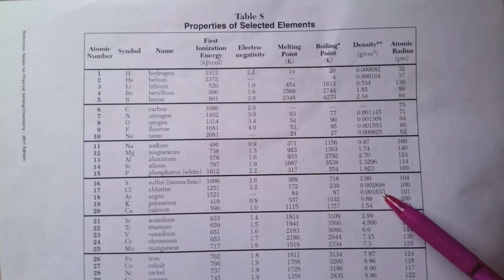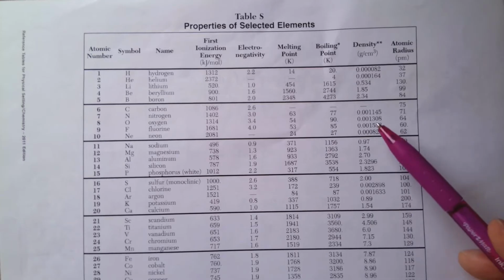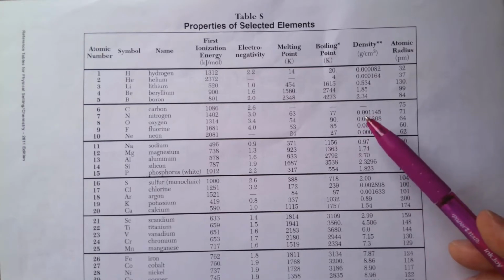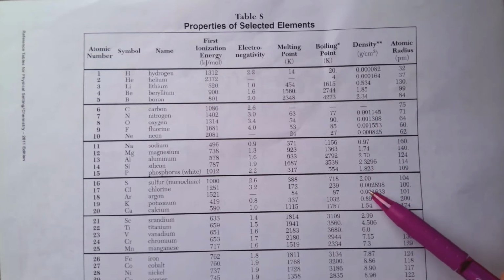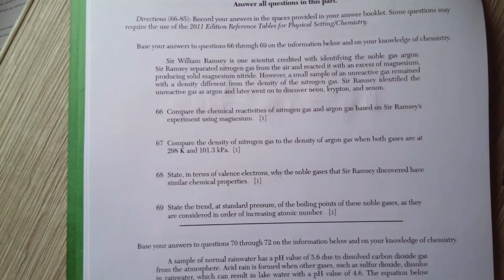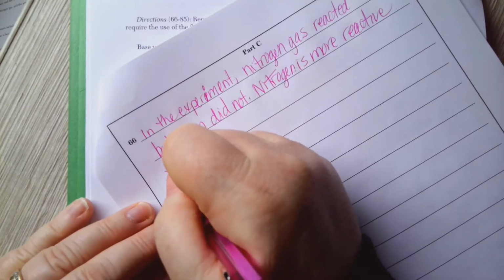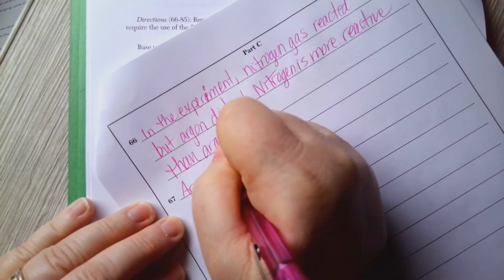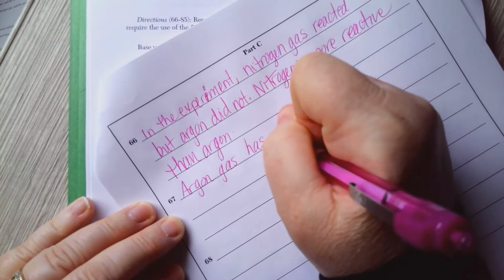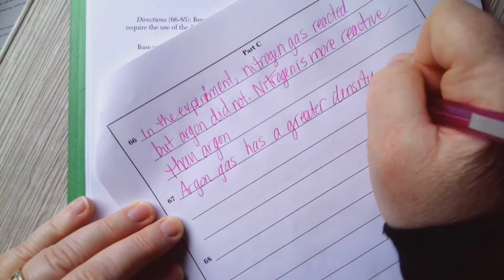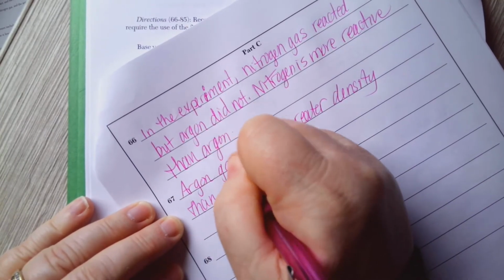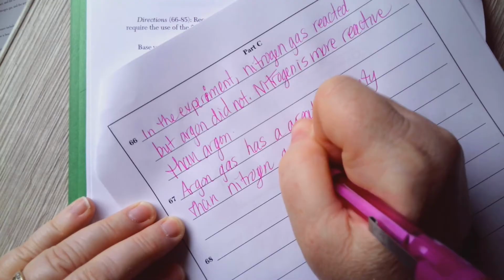Okay, so which is greater? You have to be careful. This is 0.0011. Argon 0.0016. Oh, argon is more dense. Okay. Argon gas has a greater density than nitrogen gas.